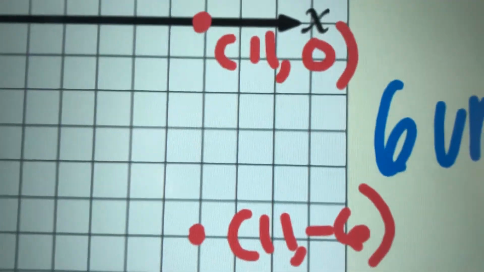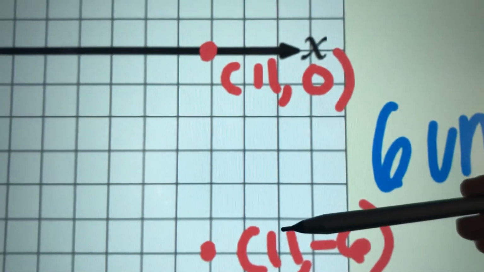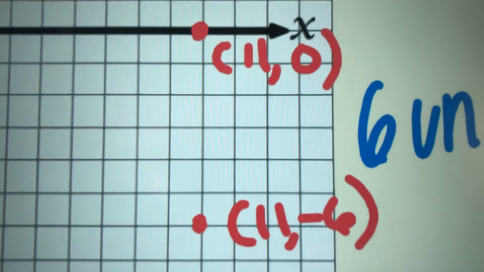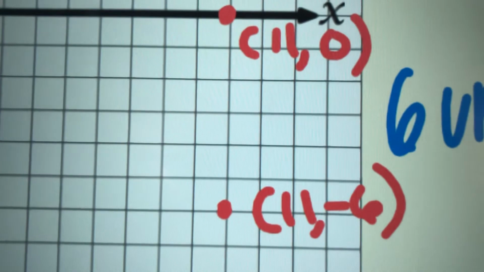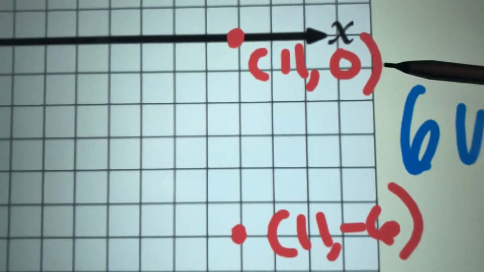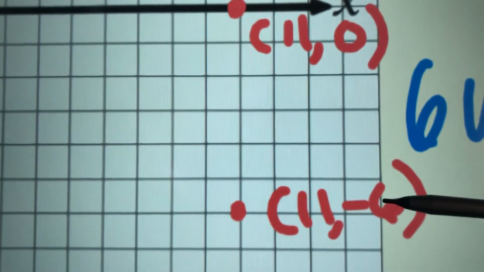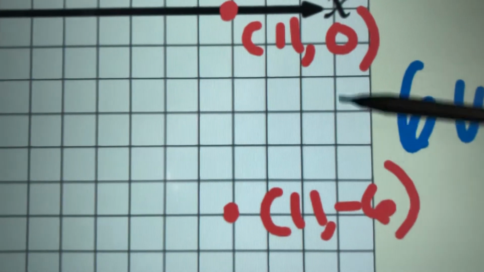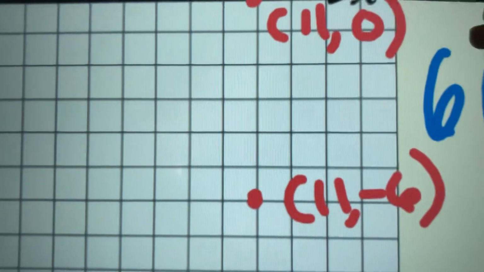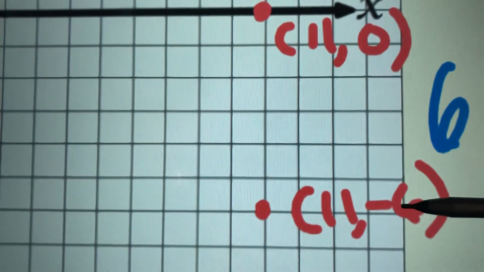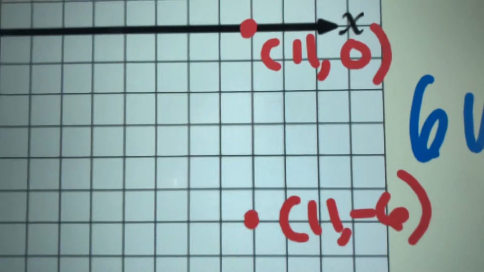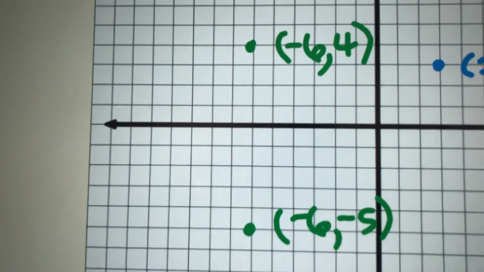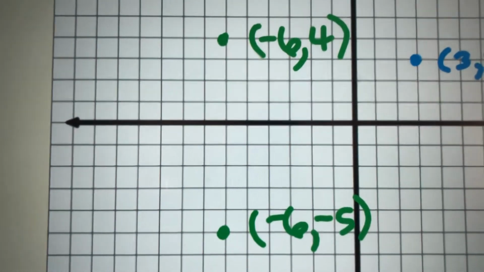I could look at my examples. 11's the same. Here we can take a look at our 0 and our negative 6. For this, we want to find our absolute value. Our absolute value for 0 is 0, and our absolute value of negative 6 is 6. So to find the difference between these 2 places, we're going to take 6 minus 0, which is going to be 6 units.